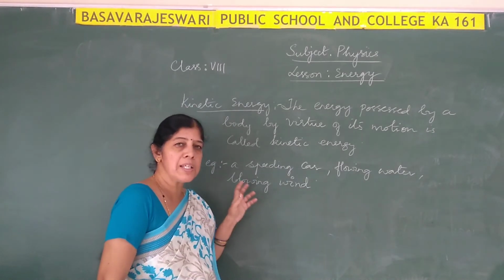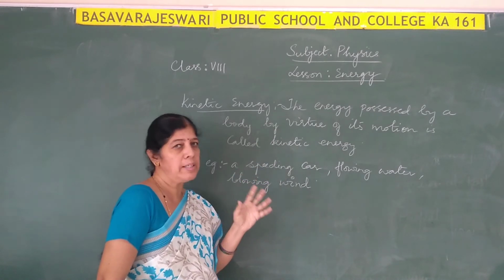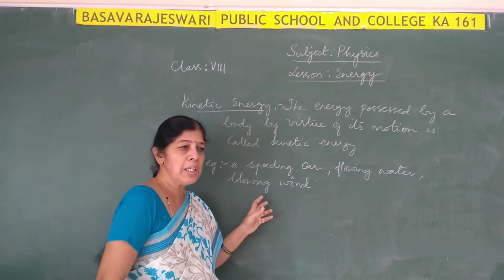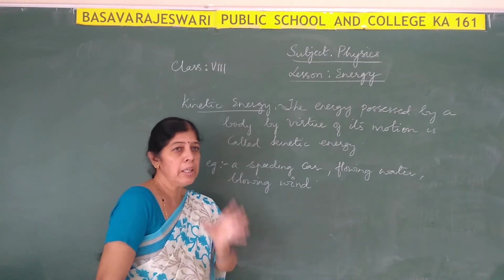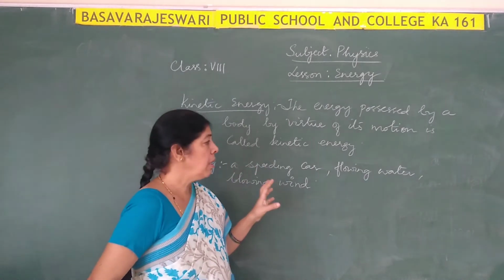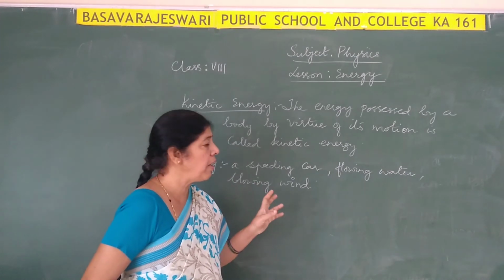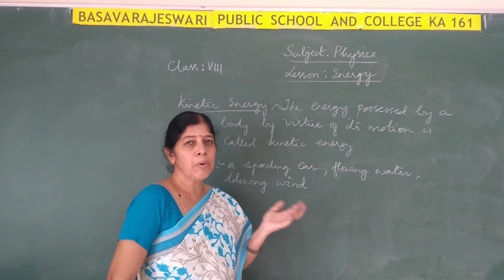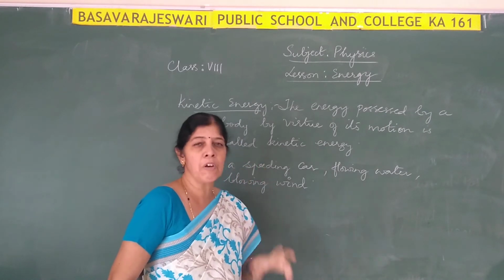Now whenever a body is at rest, energy will be stored in the body. That energy is called potential energy. Now when the body starts moving, the potential energy stored in the body will convert to kinetic energy. Suppose you see water stored in a dam, it will have just potential energy because that water is at rest. But when that water starts flowing, then what happens? Potential energy slowly changes to kinetic energy. So here you can see the interconversion of energy.